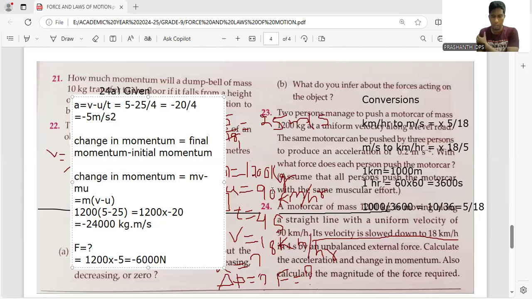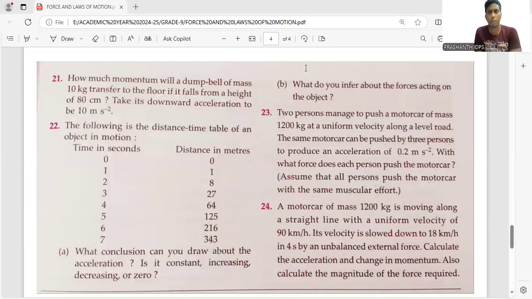With this we have completed the whole exercise from force and laws of motion. I hope you have understood.